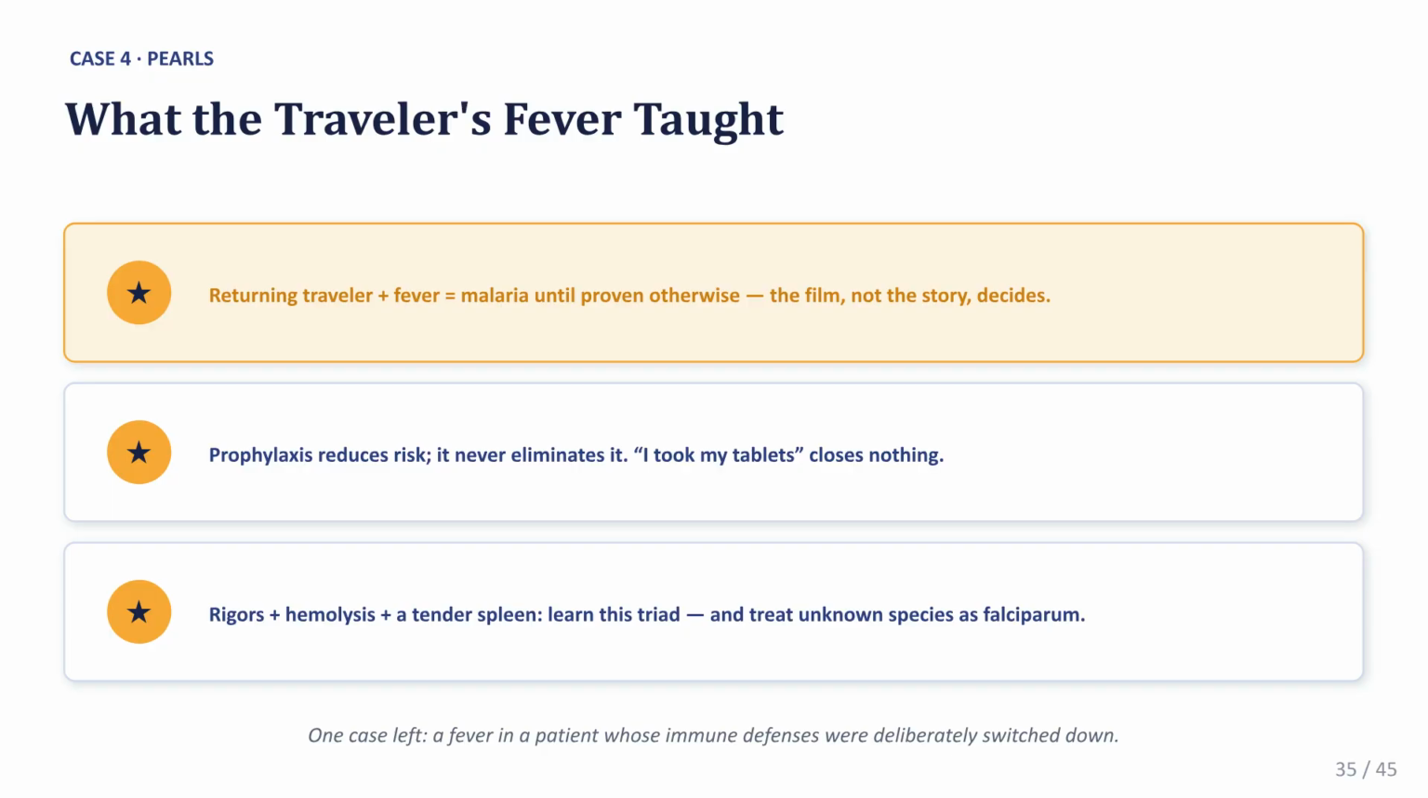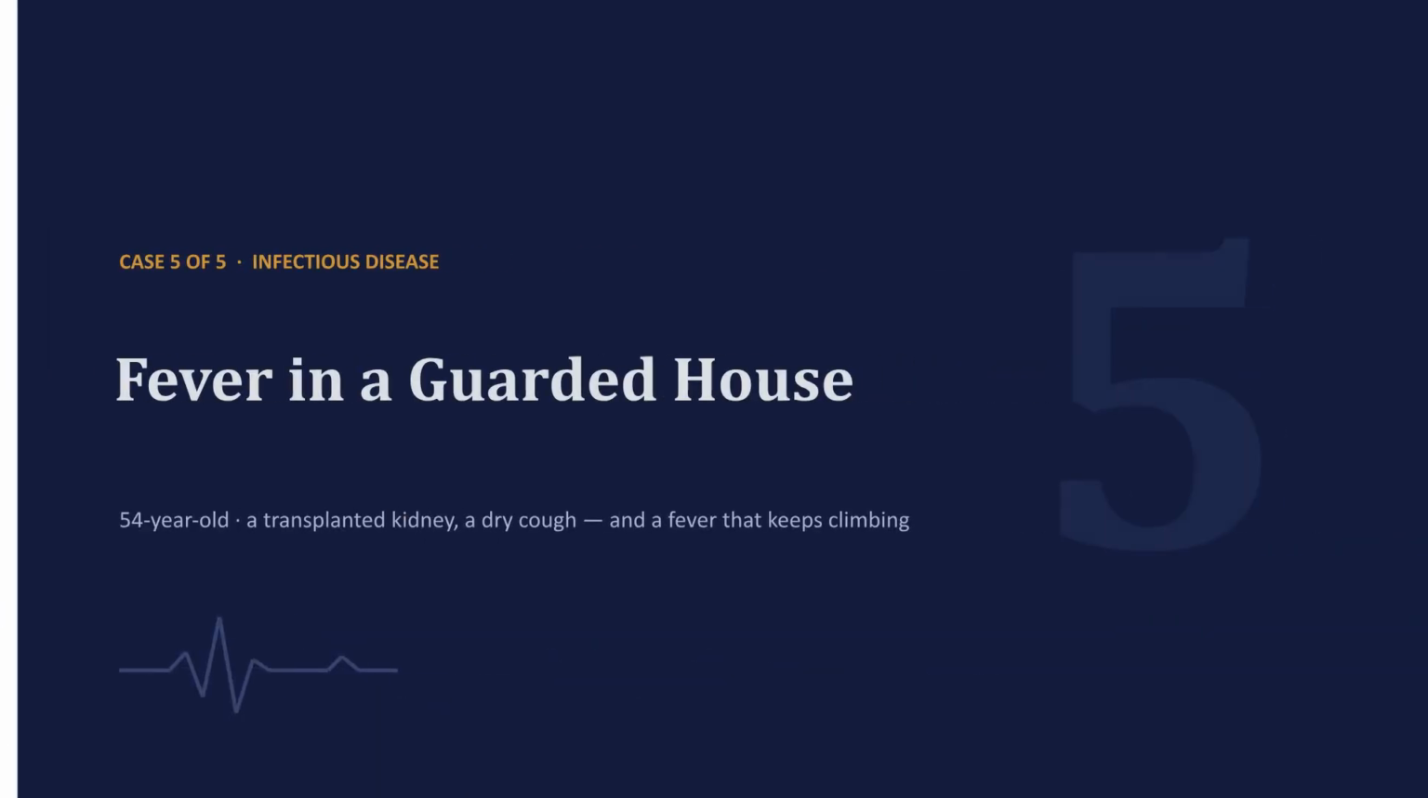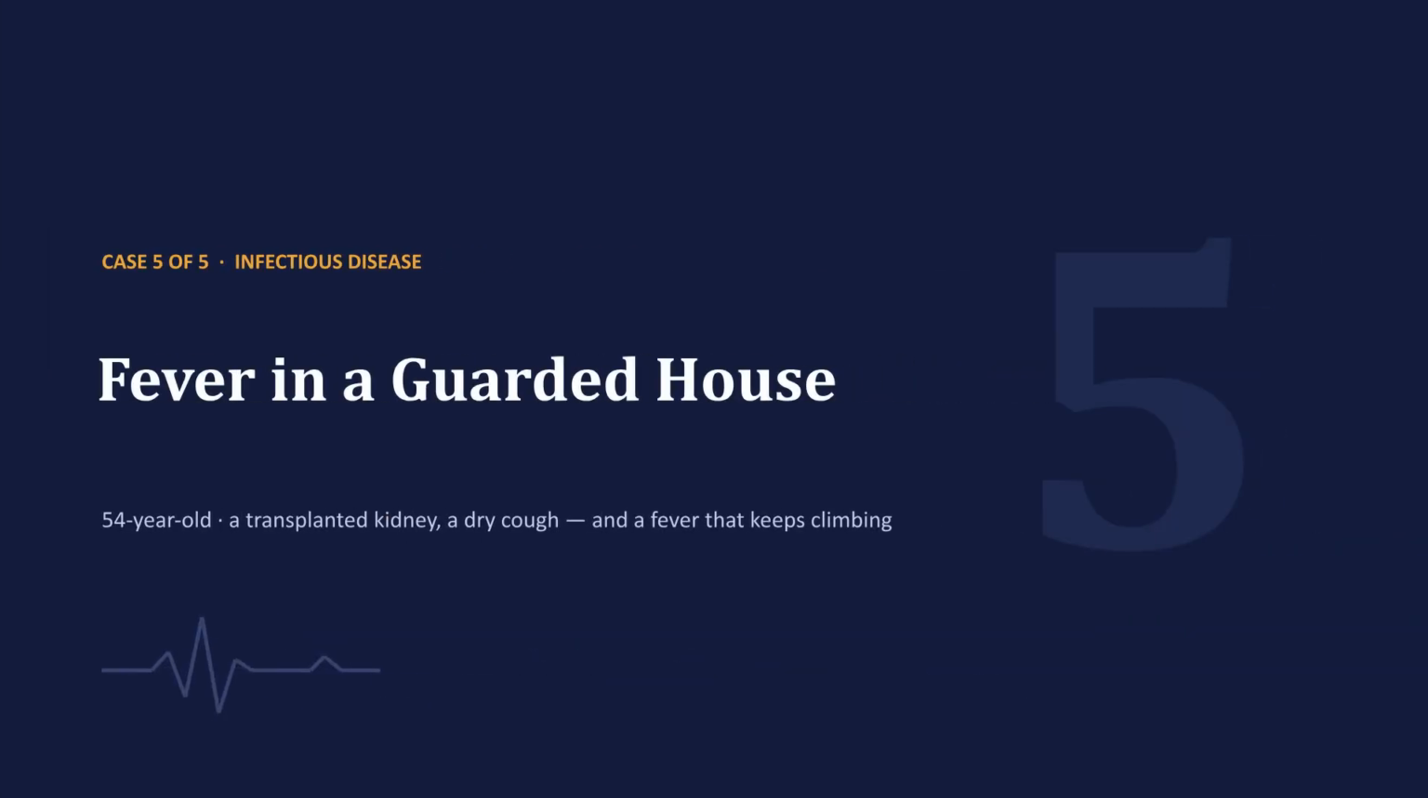One final case remains, involving a patient whose immune defenses were medically turned down. Case 5. A 54-year-old transplant patient with a dry cough and a persistent climbing fever. She had a kidney transplant 18 months ago and has required increased immunosuppression for 3 rejection episodes. Now the guards are down in this house. This is a very different clinical challenge.